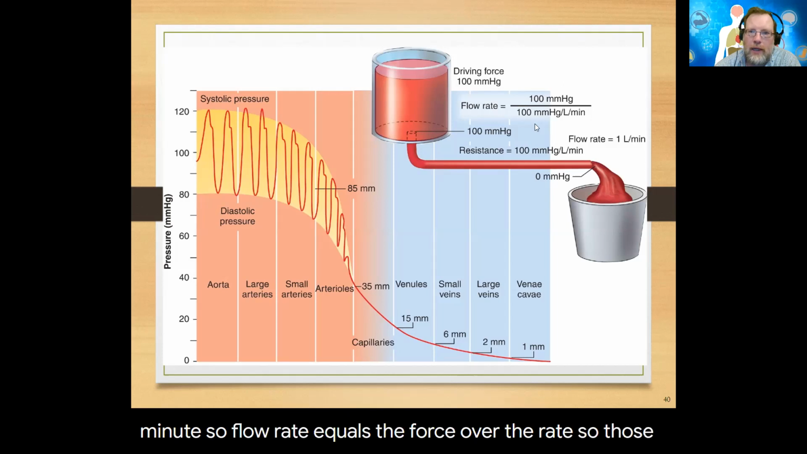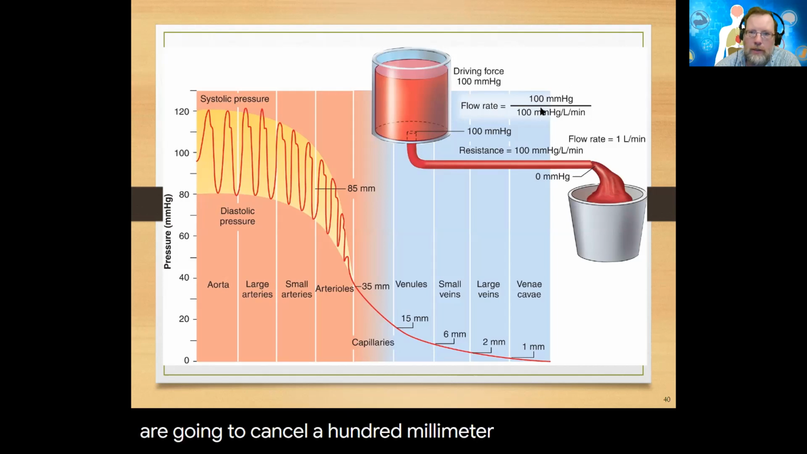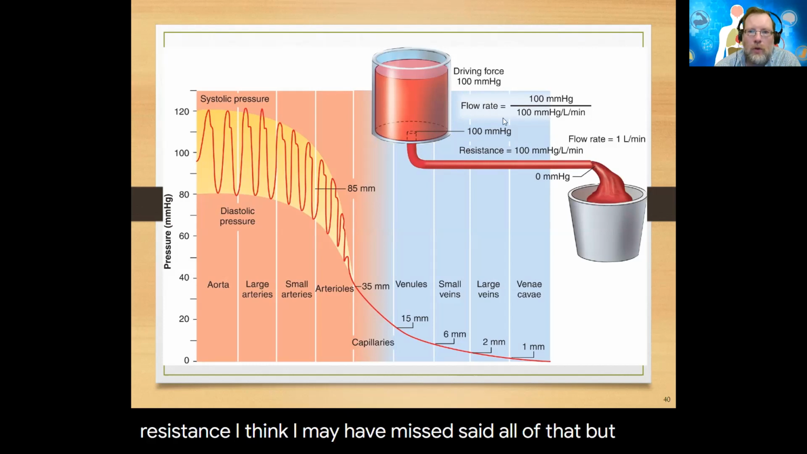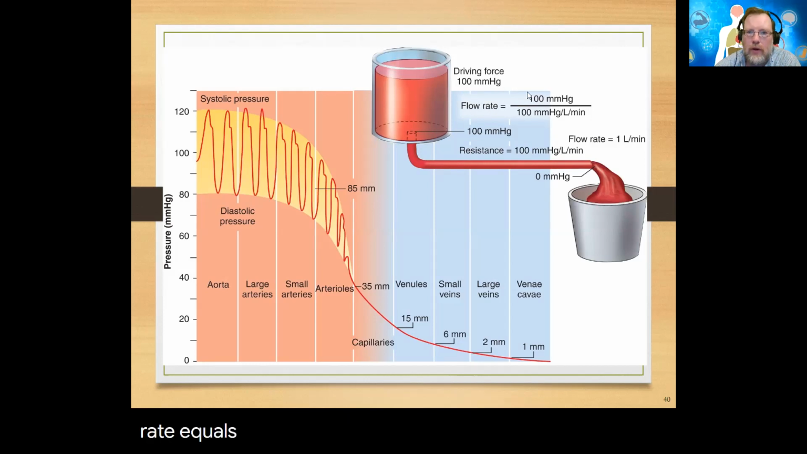So those are going to cancel. 100 millimeters of mercury cancels 100 millimeters of mercury. So we're left with 1 liter per minute for flow rate. Okay, so flow rate, force over resistance. I think I may have misspoken all of that, but flow rate equals driving force divided by resistance.